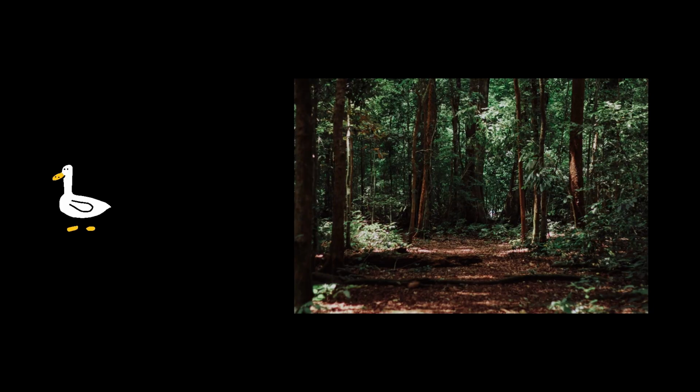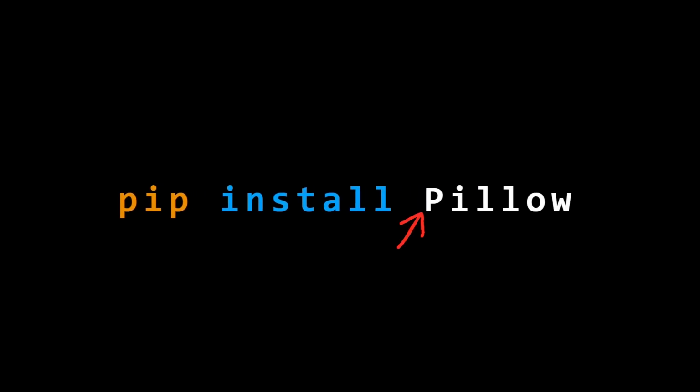This library is used to make it easy to work with images in Python, including opening, editing, creating, and saving them in different formats. To install Pillow, type pip install Pillow into the command prompt. Make sure the P in Pillow is capitalized. After you've installed Pillow, you need to create some assets for your project. I included all the assets I used in this video down in the description.